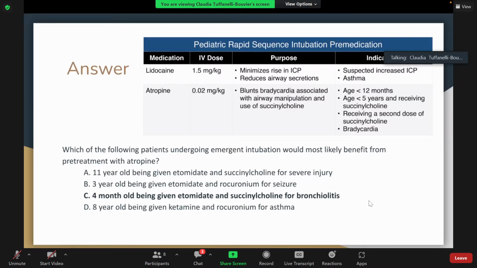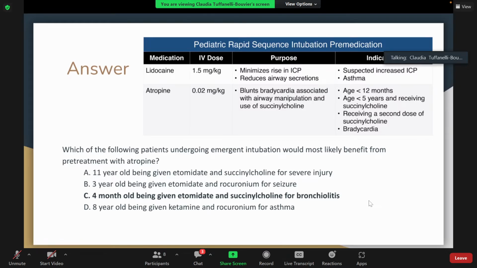They used to recommend pre-treatment with lidocaine more often. Some people will still use lidocaine if there's severe trauma, head trauma, or bleeding in the brain from hemorrhage or a major stroke, because it can maybe decrease that rise in intracranial pressure.